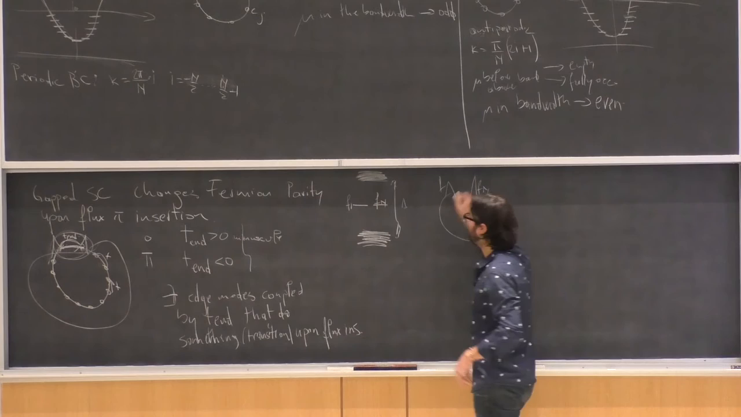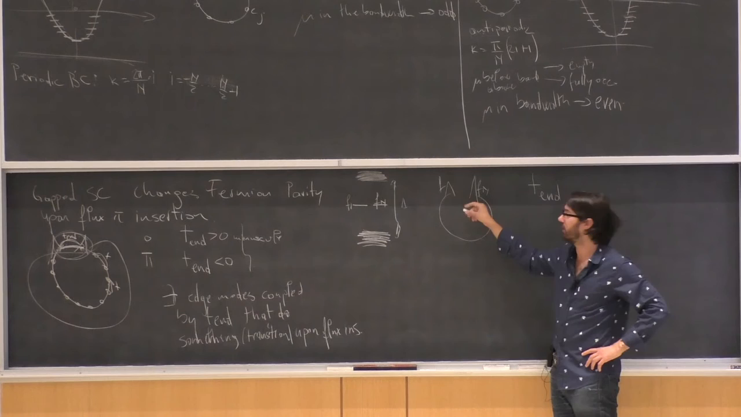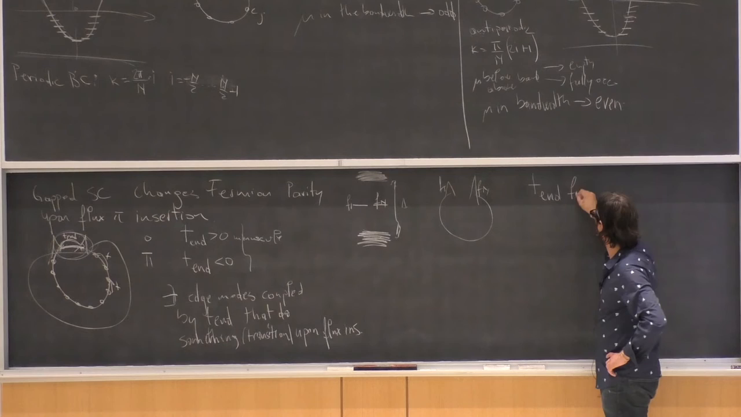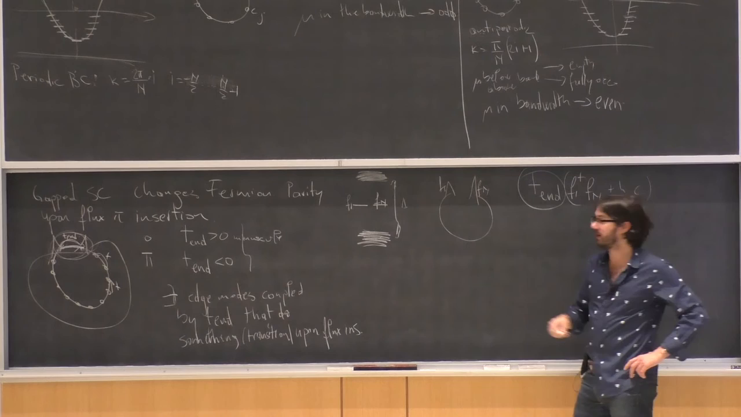Okay, so now I'm going to couple them. What's the term that can couple them? So now I'm going to do this experiment. What's the term that can couple them? T_end, this hopping end, times what? Someone. What? F1 dagger Fn, plus Hermitian conjugate. That's basically the only term. And I'm going to switch this from positive to negative. Right? I'm going to make this experiment. Okay?